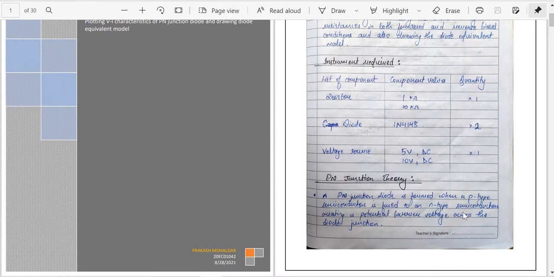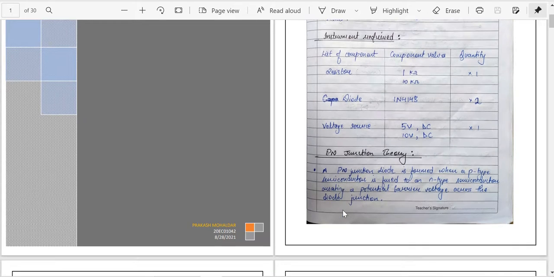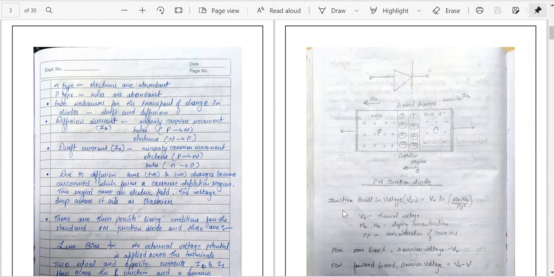For this, I have written theory about what a PN junction diode is. So a PN junction is basically formed by joining the P-type semiconductor and the N-type semiconductor. P-type semiconductor is basically silicon with the impurity of trivalent elements, and N-type is silicon with the impurity of pentavalent elements, and N-type has abundant electrons and P-type has abundant holes.